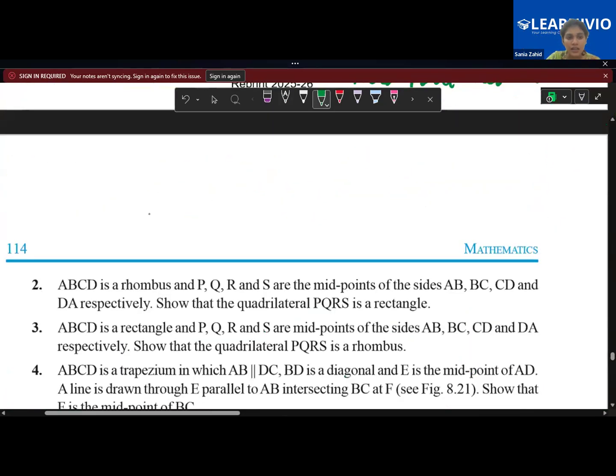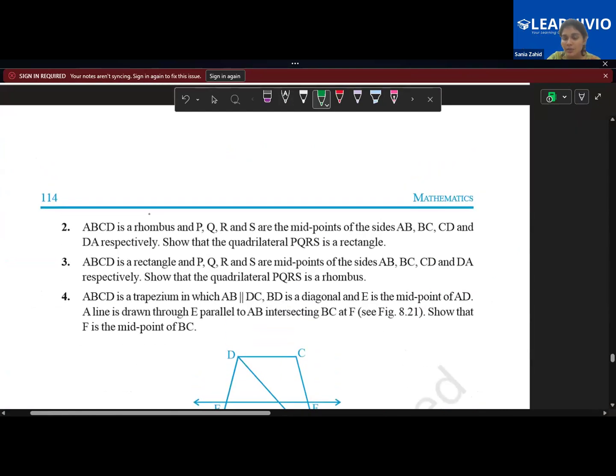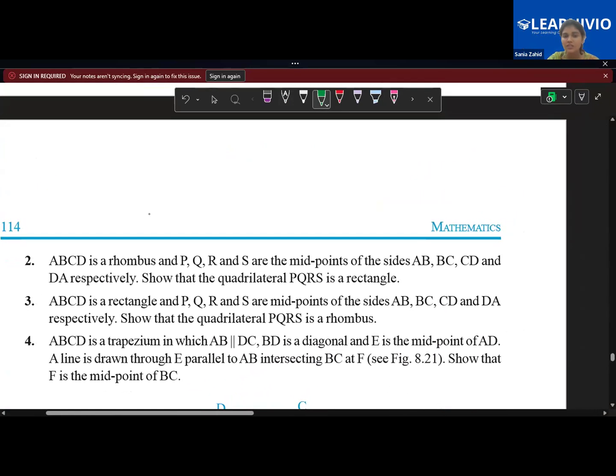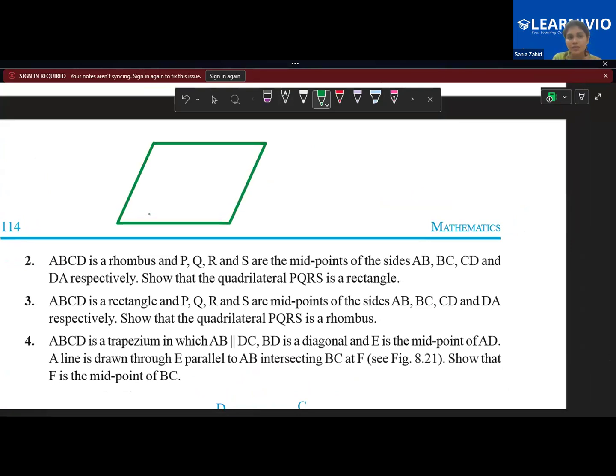Now next is ABCD is a rhombus. P, Q, R, and S are the midpoints of the sides AB, BC, CD, and DA respectively. So first of all, draw a rhombus ABCD. A, B, C, and D. P, Q, R, S. These are the midpoints. Now they're telling you, when you join the midpoints, prove that you are getting a rectangle.